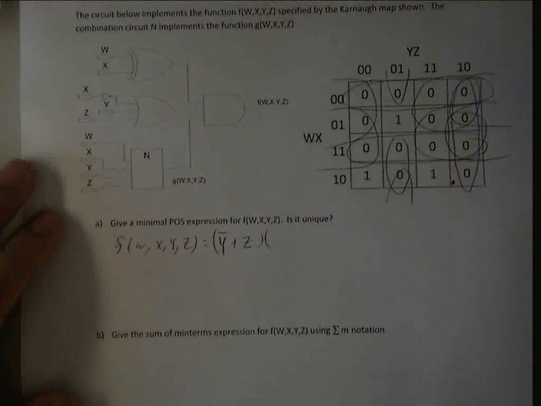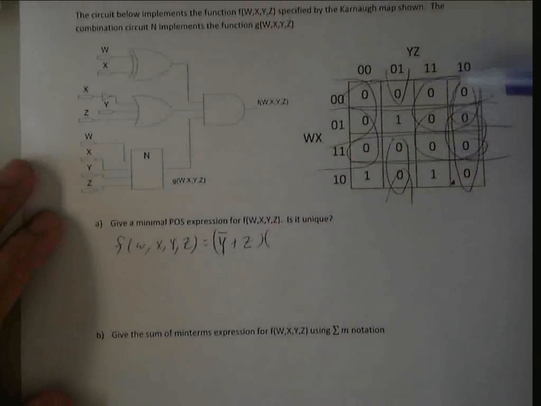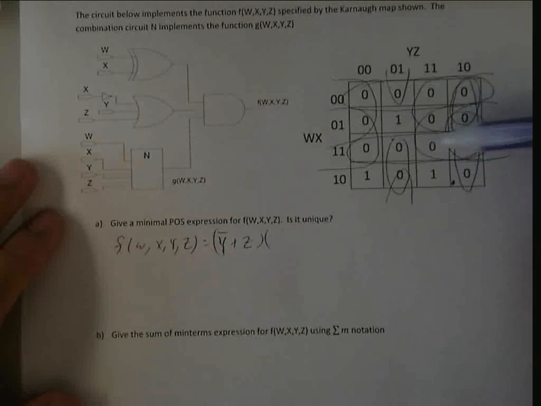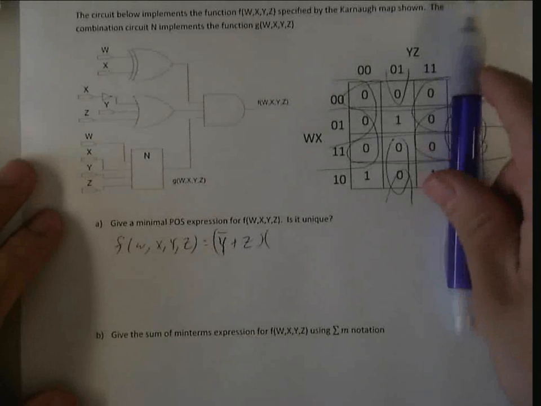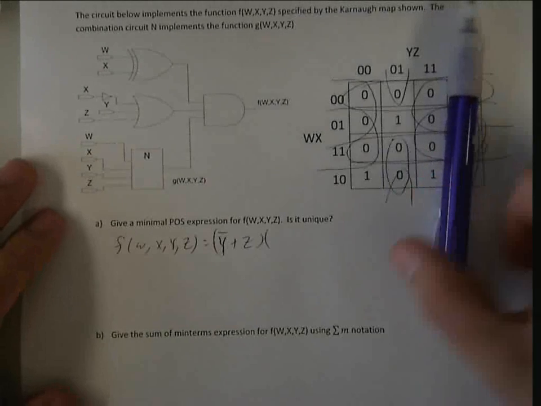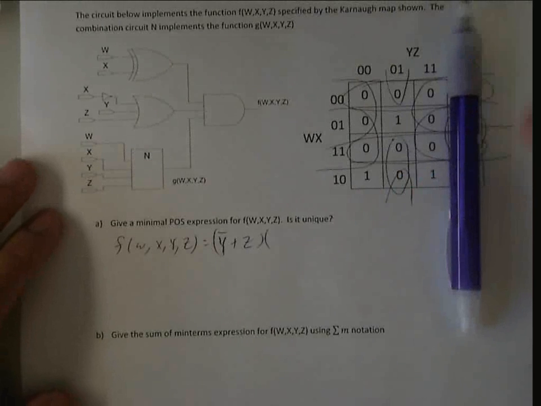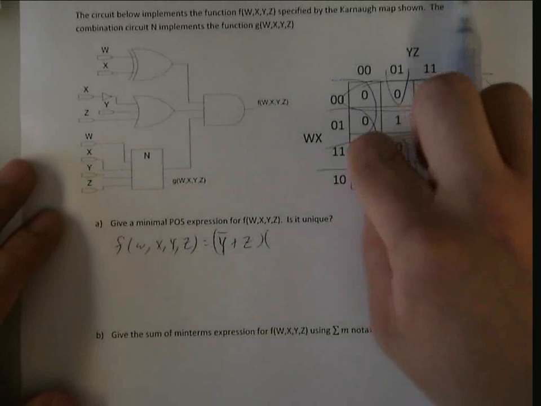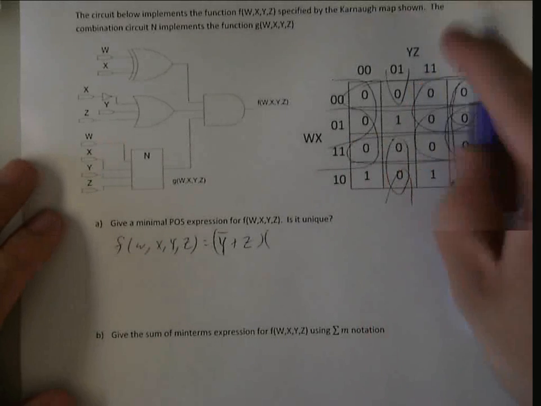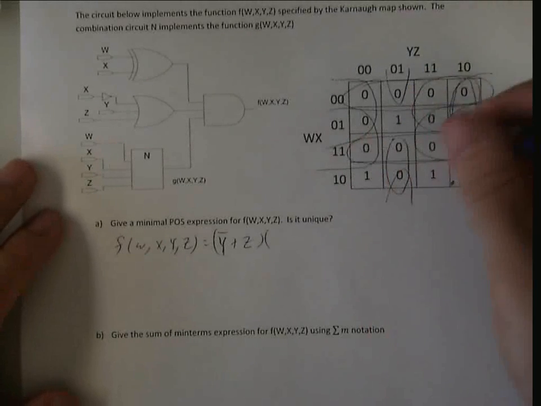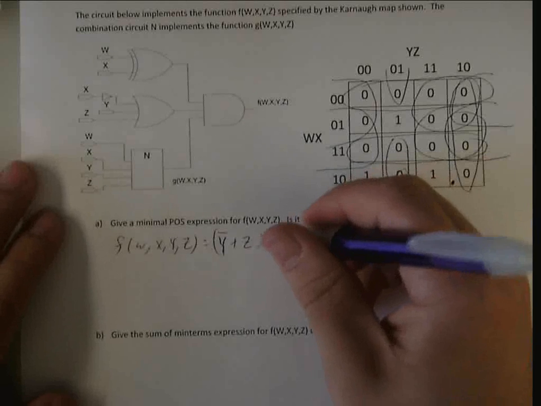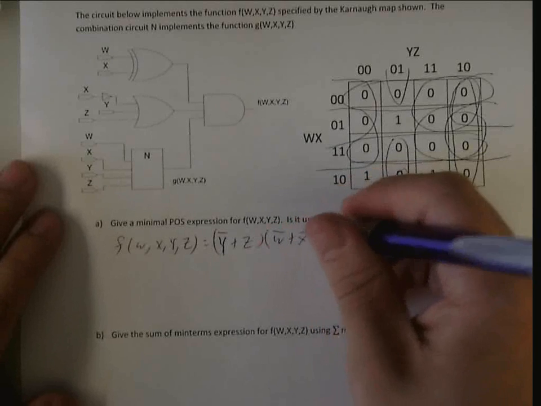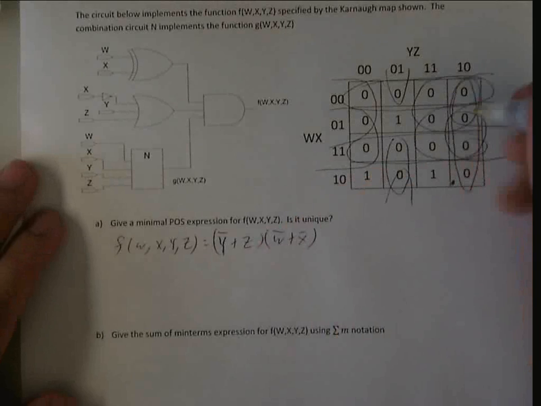By looking at this myself, I'm just going to say, well, I've covered these, so the next one I want to add should be adding as many zeros as possible. So I'm going to take this one here, which adds 3. So let's try that one. That's going to be W bar or X bar. So now I've covered all of these and all of these.